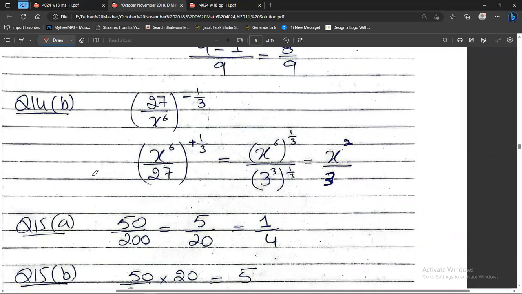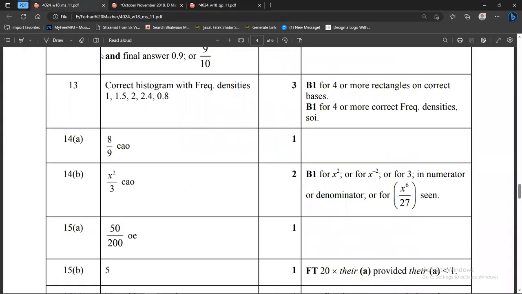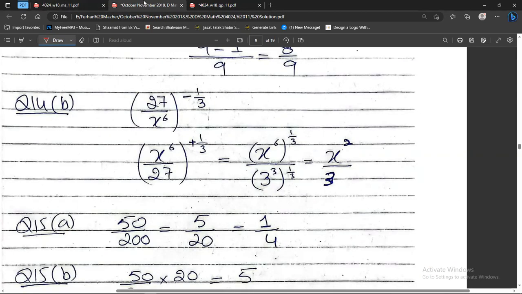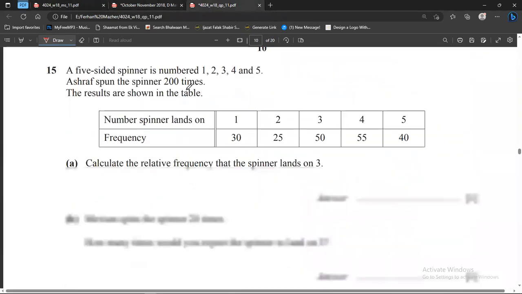So you will have x squared. When 3 will multiply with 1 by 3, you will get 1. So you have 3 raised to power 1. So my final answer will be x squared divided by 3. X squared divided by 3 is the right answer. This is the solution. Okay, so we are going to the next question.